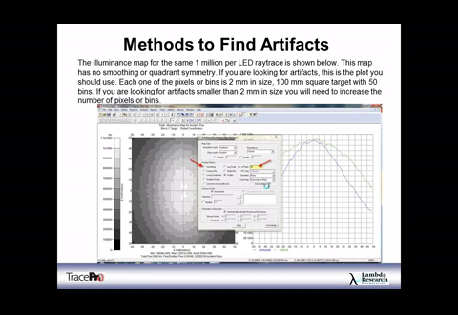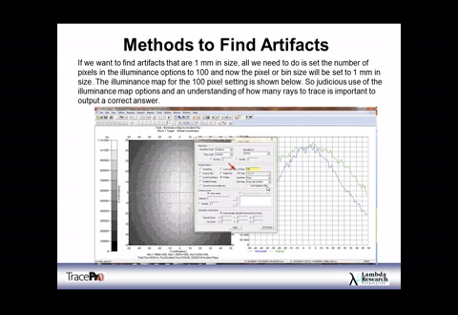Okay? Simple equation, simple thing to remember, and that's what you're getting here. So we had a really nice plot here. We can see artifacts if we were looking for them, and this raw data gives us that. If you want to find artifacts of that 1 millimeter size, all you need to do is change that to 100, and you see now for that large ray trace of 22 million rays hitting the target, what the real data looks like for all of those.